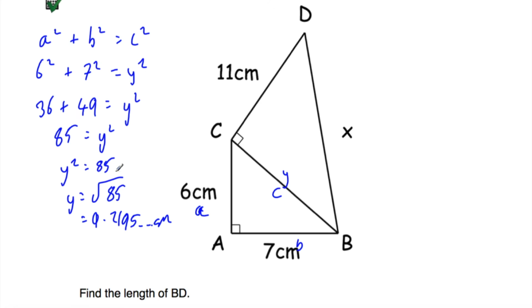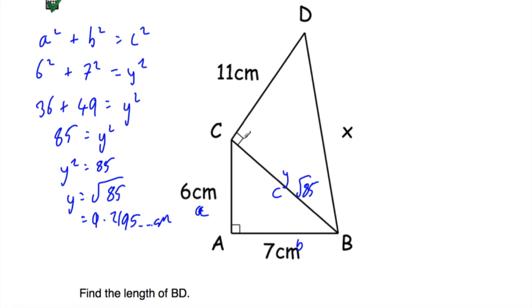So if I could just leave it as this root 85 for the minute, that can actually be quite useful. So I'm actually going to write beside this length of BC, the square root of 85, and I'm going to use that because that's going to be quite useful. So now let's change color of ink to red, and now let's focus on this triangle BCD.